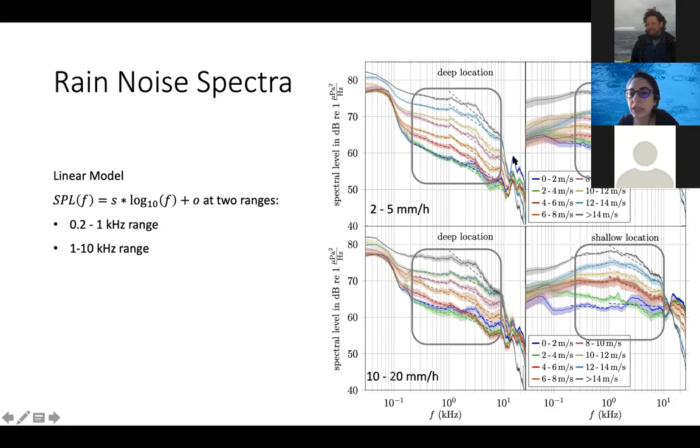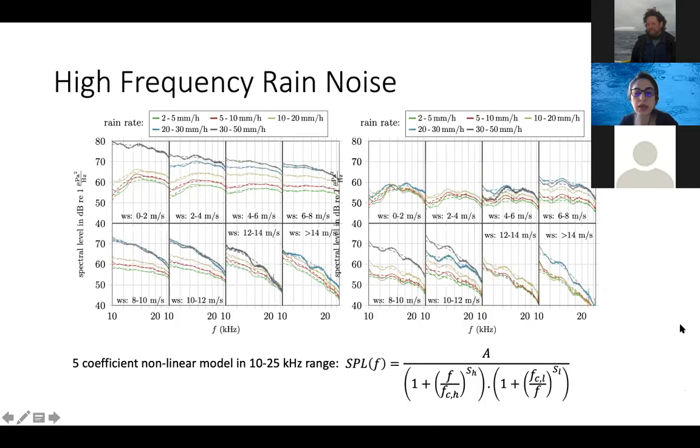But we cannot have a linear model at higher frequencies. At higher frequencies, we have a nonlinear model, which is similar to a low pass but high pass filter, kind of like it looks like that. But you see the behavior is different. This side is the deep location, this side is the shallow location, and you see that for different wind speeds, for different rain rates, the behavior is different. And again, this is only at high frequencies, right?